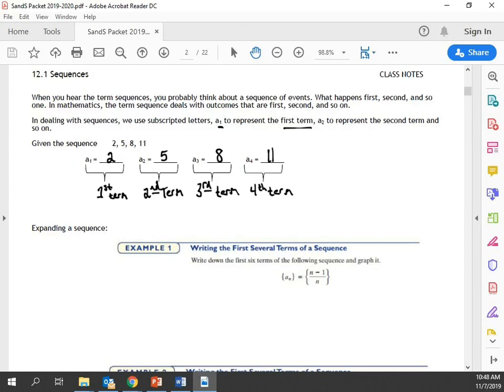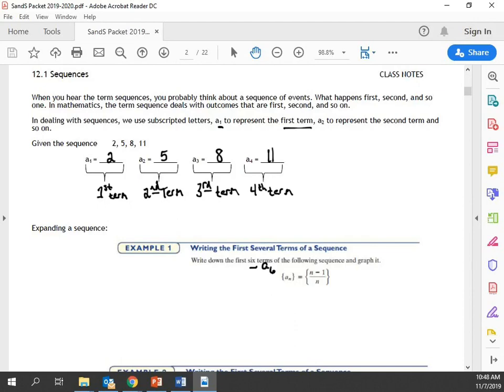So as you can see, those subscripts are really important to notice where they are, because sometimes we can ask questions that say, what is A sub 6? Well, you need to know we're asking for the sixth term of the sequence. Okay? So it goes on here, it says expanding a sequence. Example 1, write the first several terms of a sequence. So write down the first 6 terms. We're going to go all the way to A sub 6.